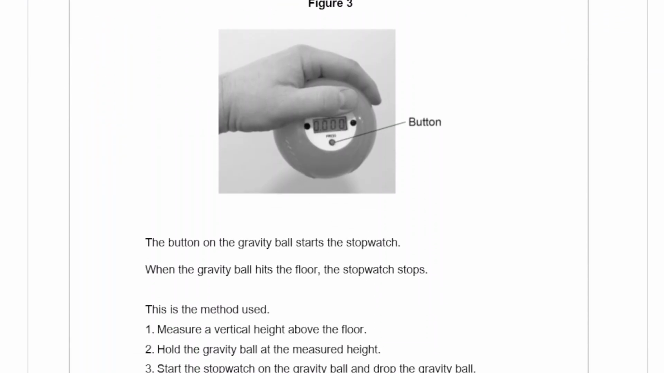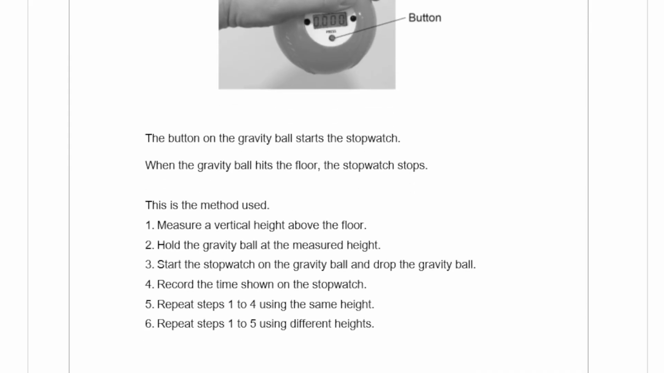So there's a button which is marked. The button on the gravity ball starts the stopwatch. When the ball hits the floor, the stopwatch stops. This is the method used.